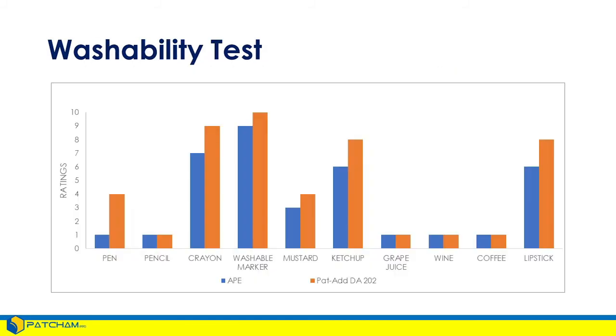And then the washability test, comparing the blue bar, which is APE, and the DA202, which is the orange bar, and equivalent performance in many, many tests, but some significant visible improvement with other tests, depending on what is used to mark the substrate.